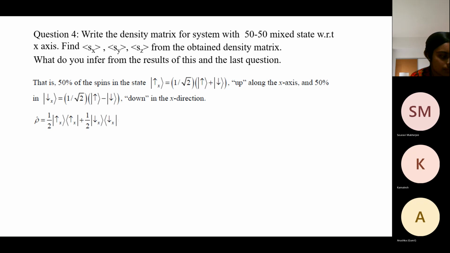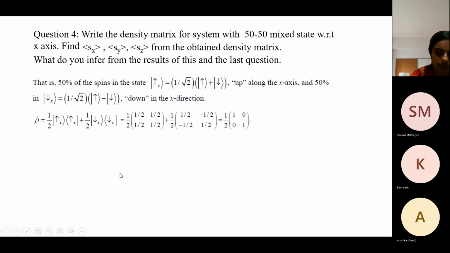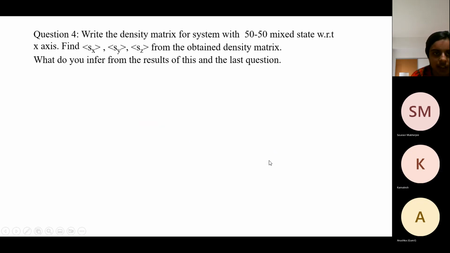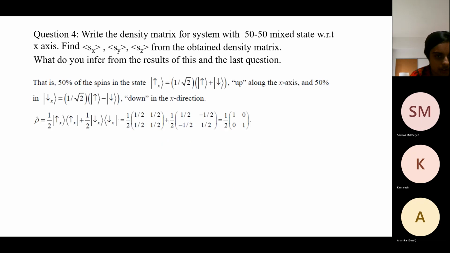Ma'am, is it 0, 0? Okay, so let's see what happens. You get something like this, right? And if you look at it, you'll see that this row exactly matches with the row that we had got in the last question, right? So even here, if we have to find sigma x, sigma y, and sigma z, by the same logic, it would turn out to be 0, correct?